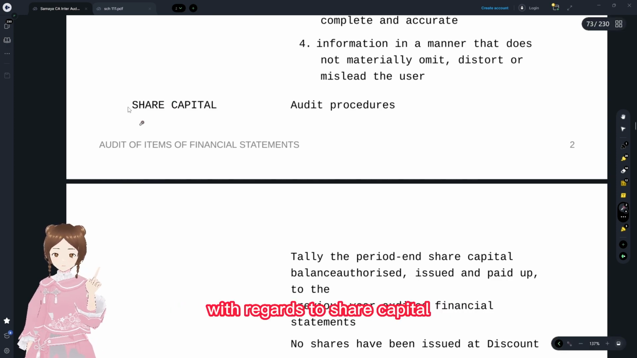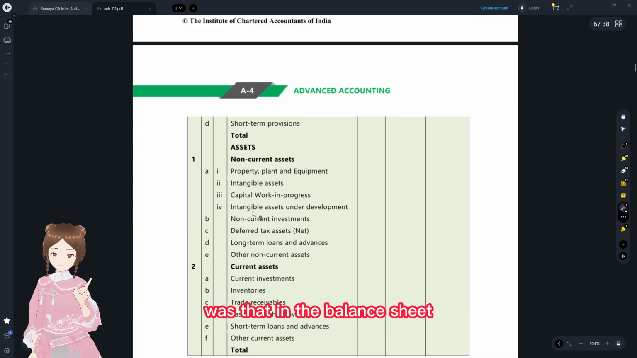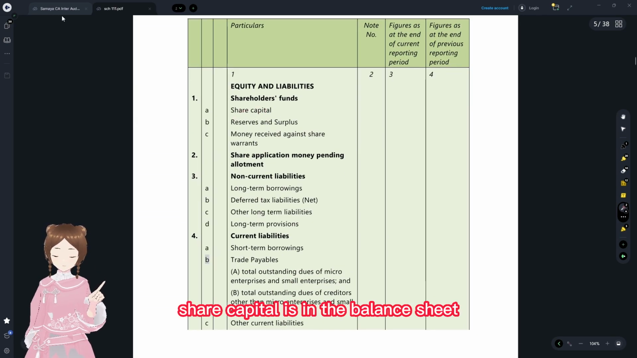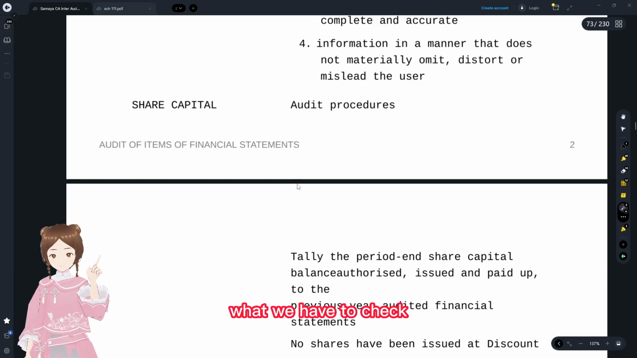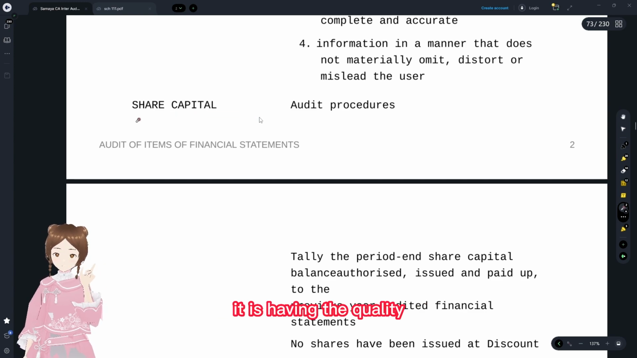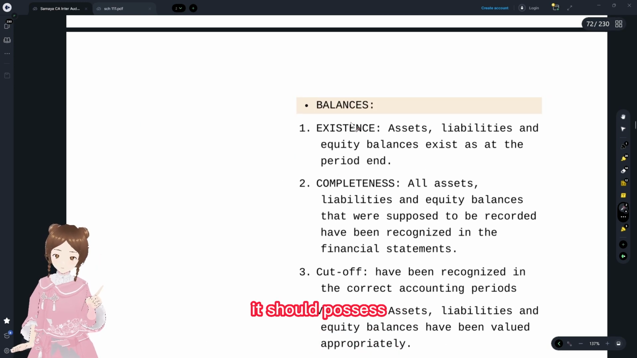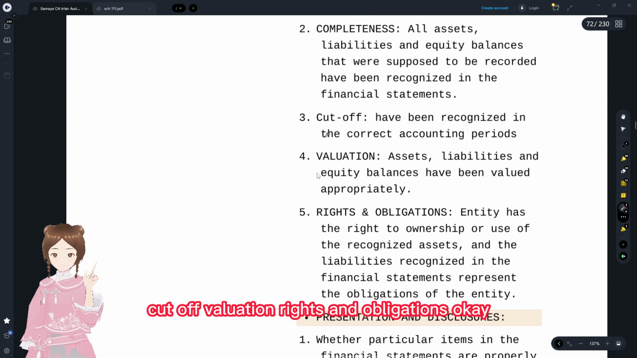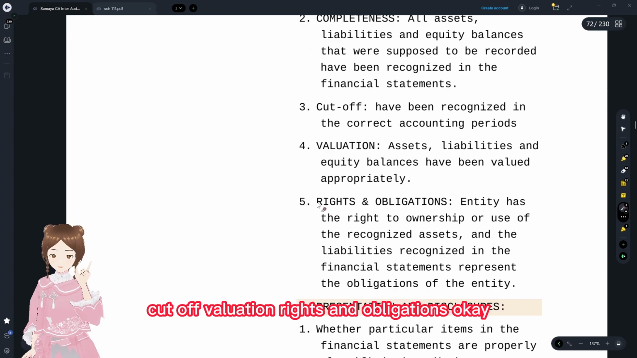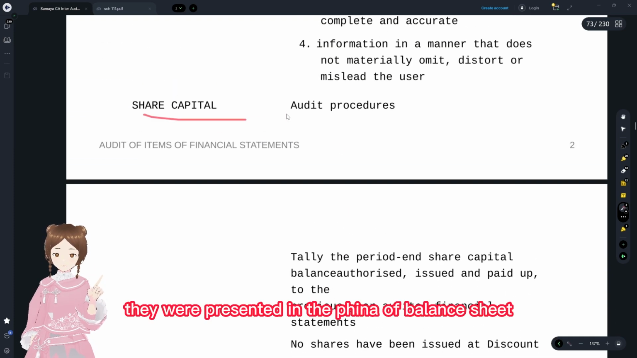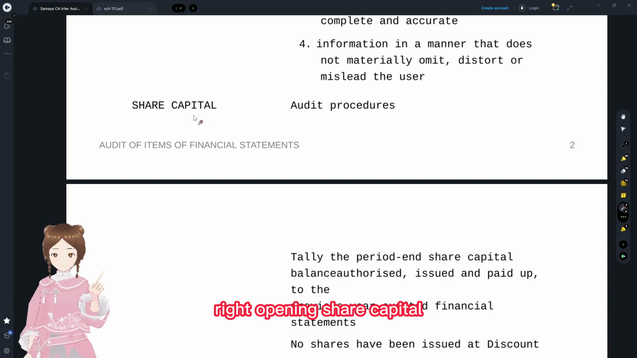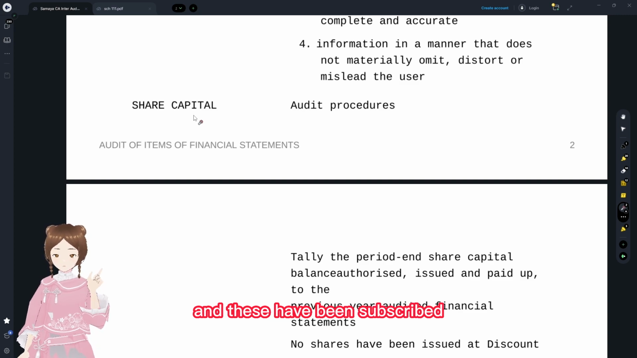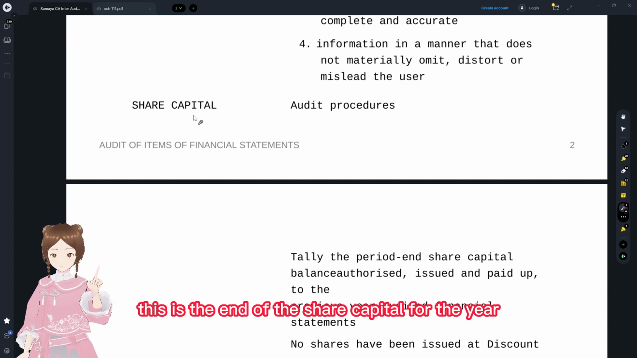First thing, with regards to share capital, is it in the balance sheet? Yes, share capital is in the balance sheet. This is an item of financial statement, and we are dealing with that. Second thing we have to check: since it's in the balance sheet, it should possess the qualities of existence, completeness, cutoff, valuation, rights and obligations. How is it actually presented in the balance sheet? There will be a schedule of the share capital, right? Opening share capital, what has been issued, what has been subscribed, and the closing share capital for the year ended.